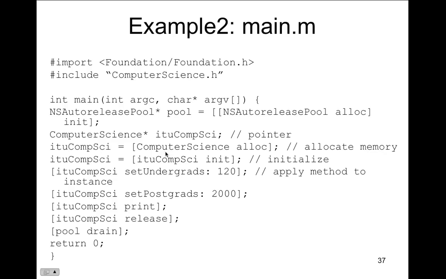We've seen all this code already, so in essence you can cut and paste and create the files. The thing to note is the method calls here. In main, we're making an instance of the object that we created of computer science, and we're calling set grads and passing it 2000, on ITU computer science, which is the name of the object that we created, of type computer science, from the .m and .h files corresponding to it. As we pass the parameters to it, we can see the method invocations. This is the interesting part to note, because it's a different syntax that you'll just have to become familiar with in terms of the coding.